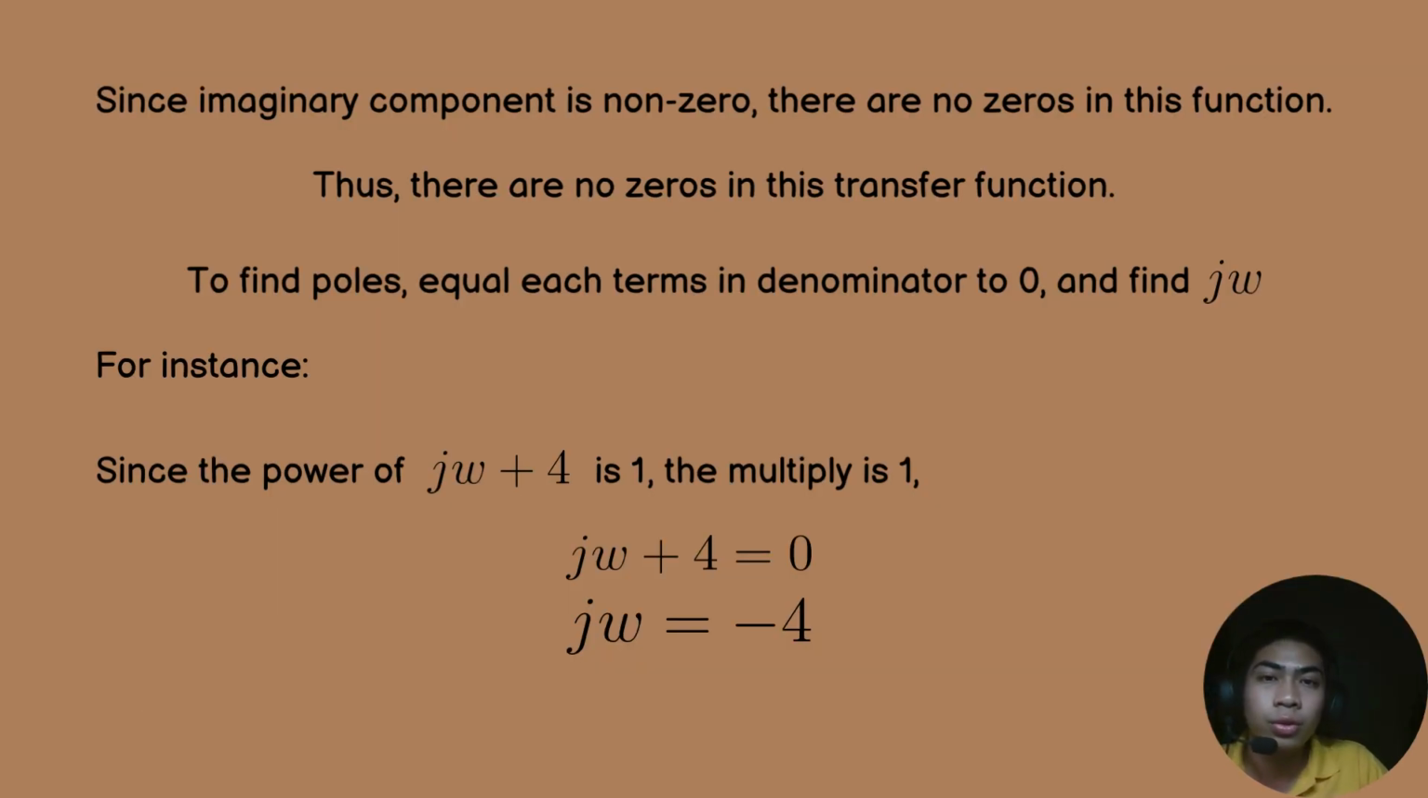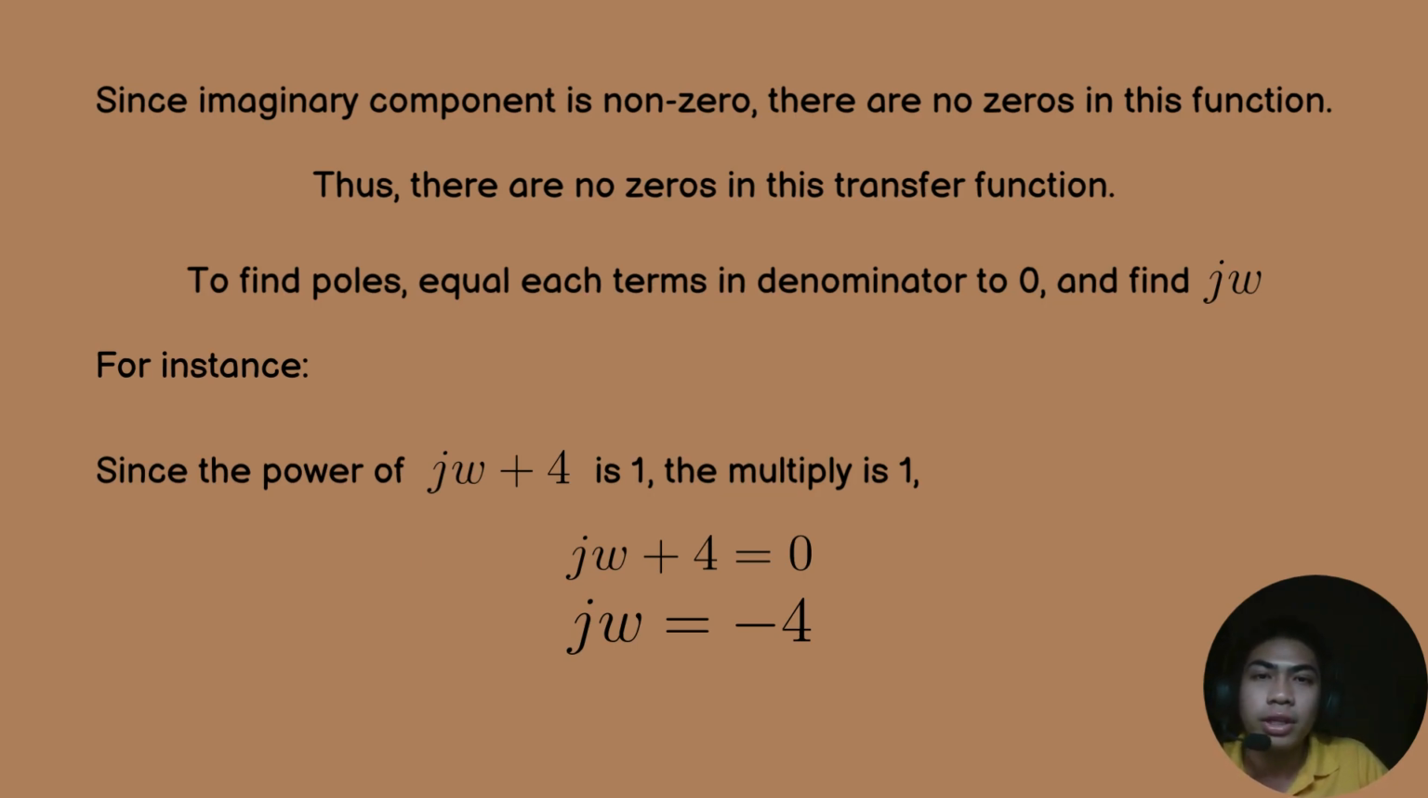So we got two poles, one is the simple pole, and we got a quadratic pole. For the simple pole, we got j omega plus 4. Since the imaginary component is non-zero, there are no zeros in this function. Thus, there are no zeros in this transfer function.